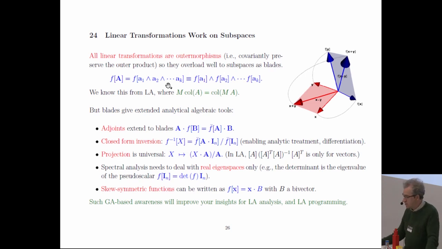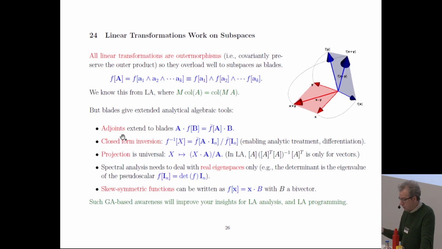Either way it's consistent. And in linear algebra you would express that if you apply a matrix to the column space of another matrix, then it becomes the column space of M times that matrix. It's sort of the same statement. So, things that are handy.